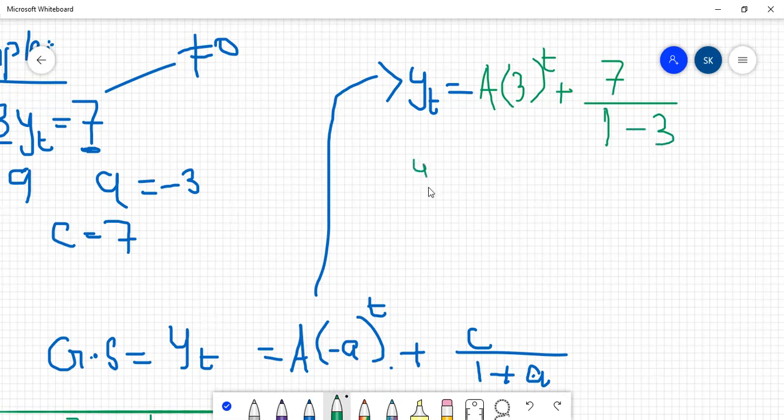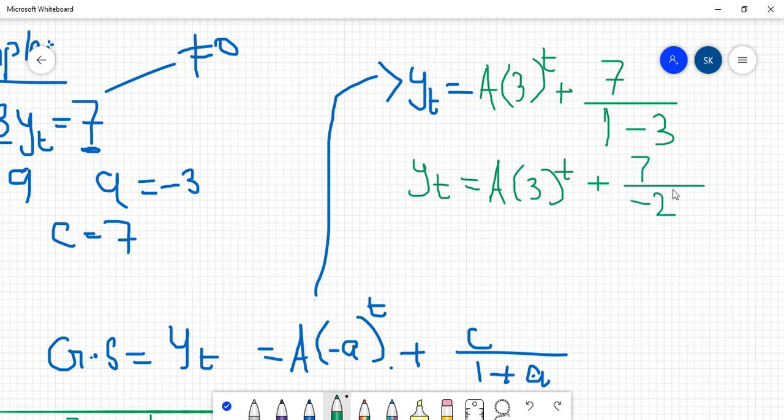Now yt is equal to a into 3 raised to power t plus 7 upon 4. Plus 7 over minus 2, because 1 minus 3 is equal to minus 2.